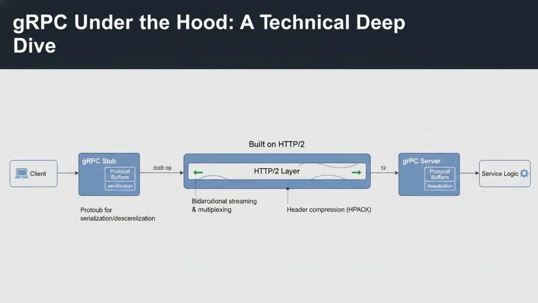Secondly, protocol buffers handle the serialization and deserialization of messages. When a client makes a gRPC call, the data is marshaled into a compact binary format by Protobuf, then sent over the HTTP2 stream. The server unmarshals this binary data back into native objects, processes the request, and the response follows the same efficient path back to the client.